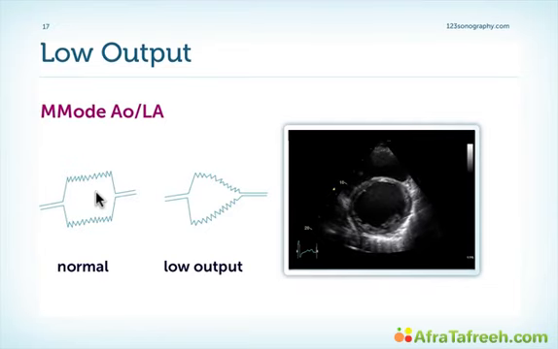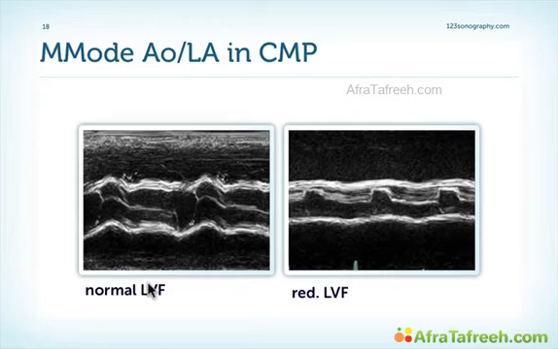If we take a look at the M-mode across the aortic valve in patients who have significantly reduced left ventricular function, we also see a very typical pattern. We see that there is a premature and early closure of the aortic valve, simply due to the reduction in flow across the valve. Here's an example of a patient with normal LVF.